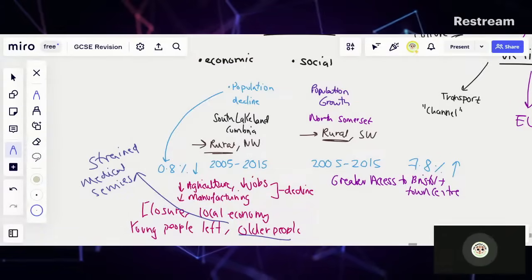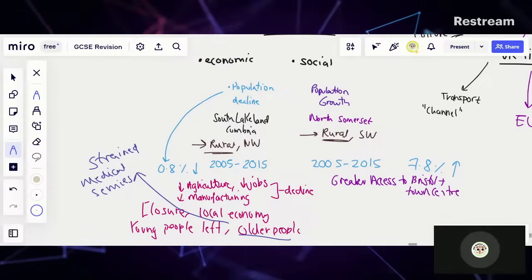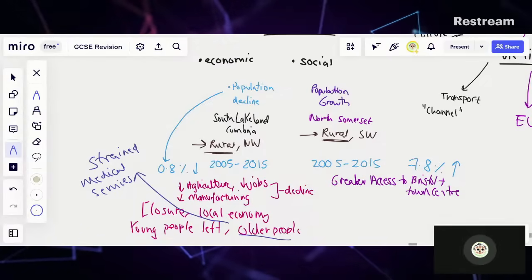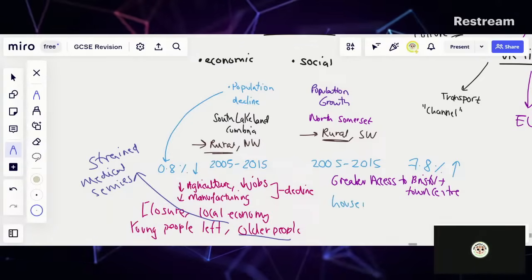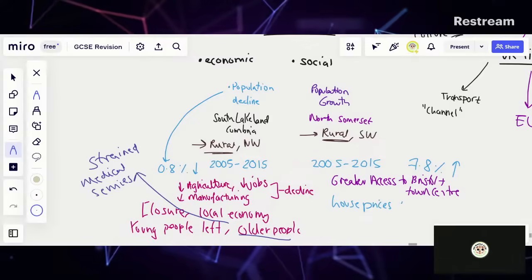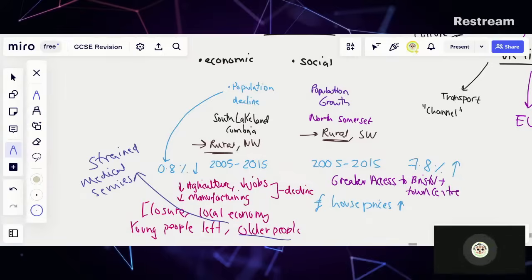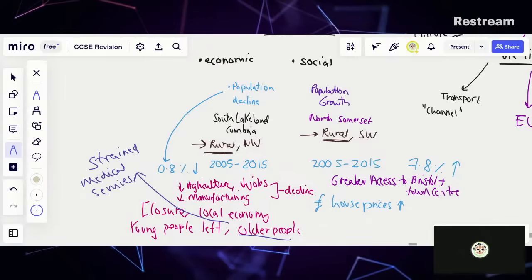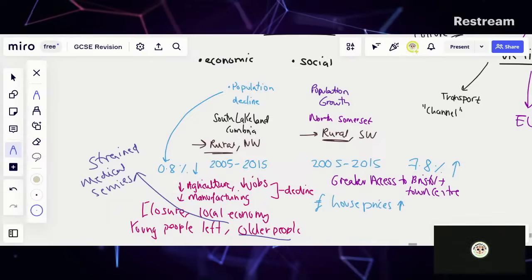Now, in North Somerset, there were economic impacts, but there were positive impacts. So the house prices actually rose. Now, this is both a good thing for the people selling the houses, but I guess more difficult for those trying to buy.